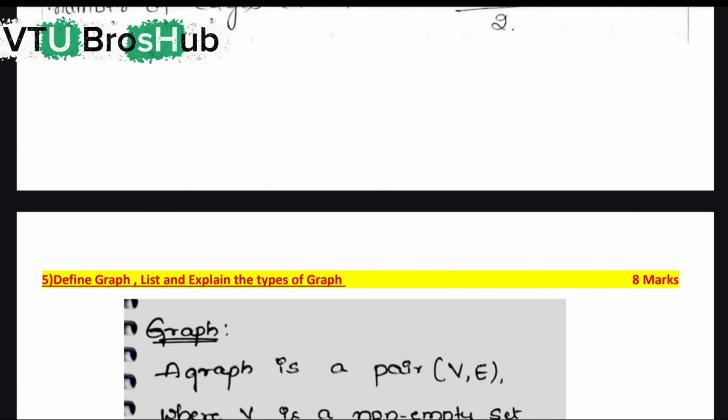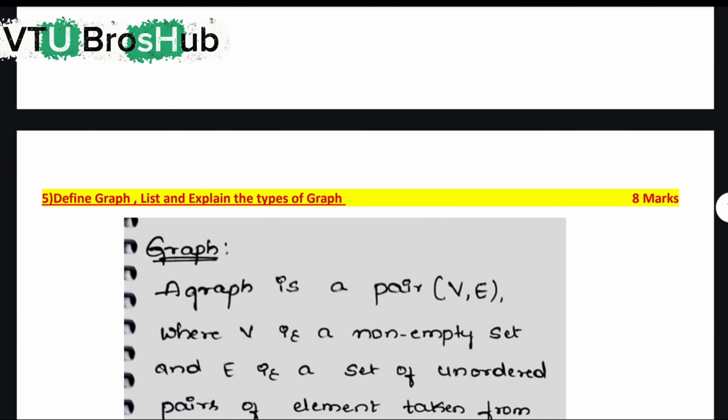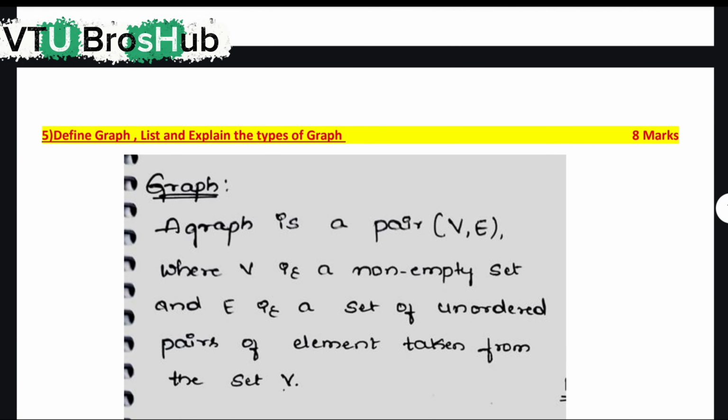Now we are at the fifth question, a fixed 8-mark theory question. Define a graph and explain the types of graphs. Let's start with the definition.